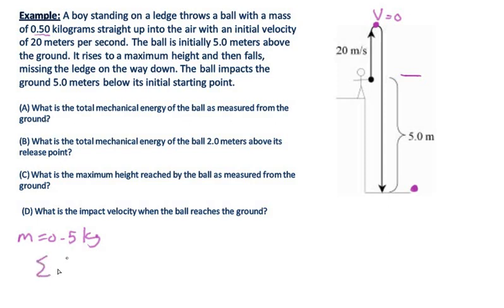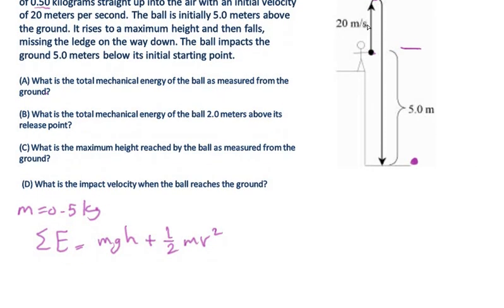The total mechanical energy, or sigma E, is equal to Ug, which is mgh, plus Ke, which is half mv squared, and there isn't elastic potential energy here. I can find the total mechanical energy at any point, and according to the conservation of energy principle, it is the same at all the points. But I choose a point where I know enough information to calculate the total mechanical energy. At point A, I know the height and the speed. The height is 5 meters and the speed is 20 meters per second. So I can calculate sigma E.